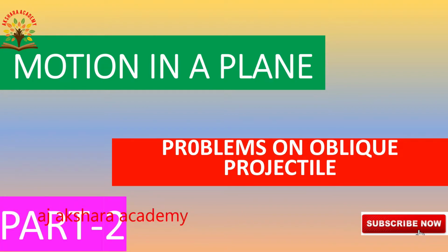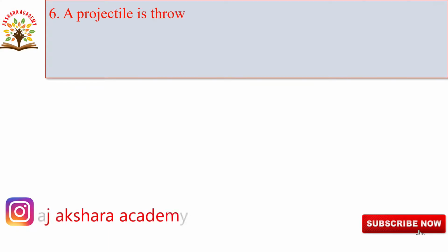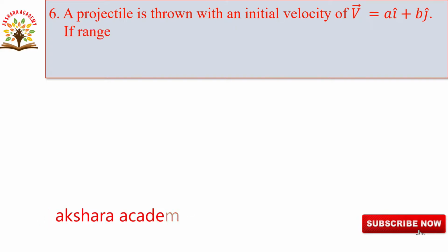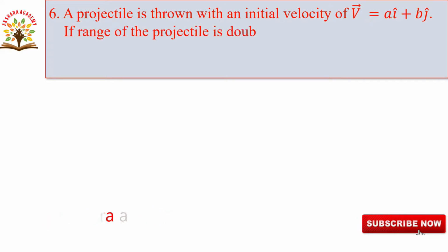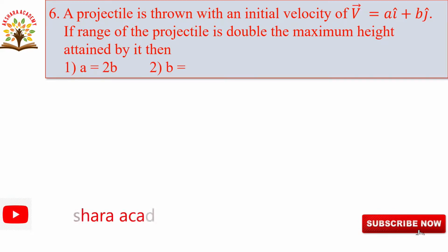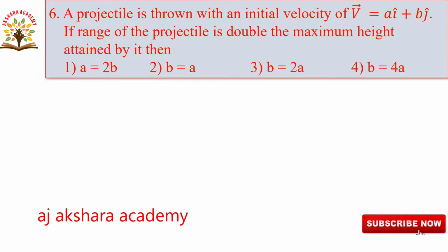Okay, now let us go to today's topic, problems on oblique projectile. I'll go to the first. In this question, they gave a projectile thrown with an initial velocity of v bar equals a i cap plus b j cap. If the range of the projectile is double the maximum height attained by it, then in these four options, which is correct? Now we'll see. Let us go to the solution.